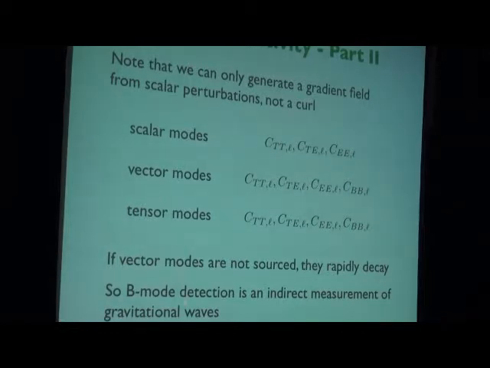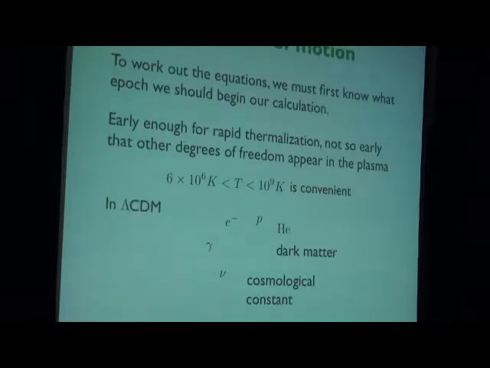And in those scenarios, the B mode detection is an indirect measurement of the tensor modes or the gravitational waves. So you can see this directly from the symmetries. Okay, so now the next quest will be to work out the equations for all these objects.